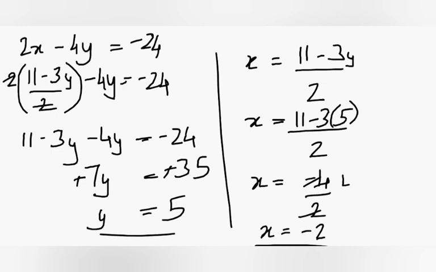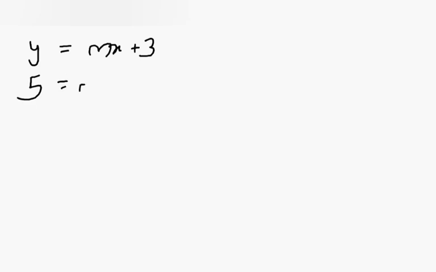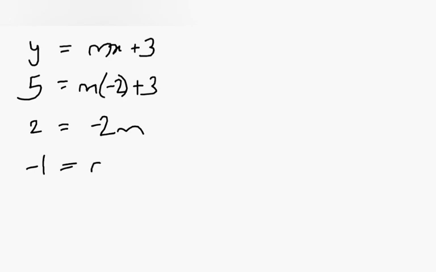And the next question asks, find the value of m. What we found is the value of y and x, but we had to find the value of m. The equation given is y is equal to mx plus 3. The value of y we found was 5, and x is minus 2, plus 3. So plus 3 from the RHS went to the LHS, it became minus 3, so it became 2, and minus 2m, so it became minus 1 is equal to m. So the value of m is equal to minus 1.